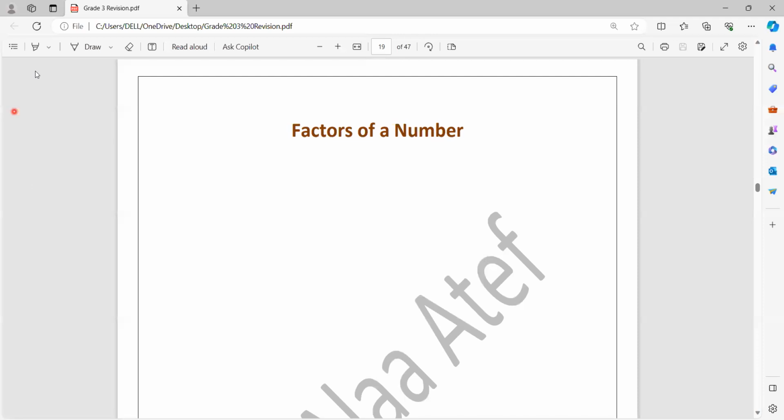We said that if I have a multiplication sentence like 2 times 6 equals 12, what am I going to say about number 2? This 2 is called a factor. And what about 6? 6 is also a factor. But the answer in multiplication is called the product. So factors of a number means what times what will give me this product.